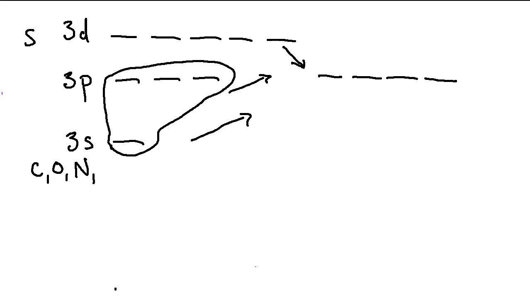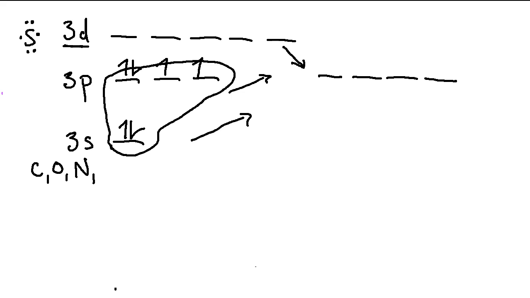But what happens when I get to something like sulfur, something like phosphorus? Well, it's got a 3D shell because it's in level 3. The 3D shell is currently empty. There's no electrons in it. So if I were to consider the S, I would say here's 1 electron, 2, 3, 4, 5, 6, because I would have 6 valence electrons. Sulfur normally has 6 valence electrons, right?